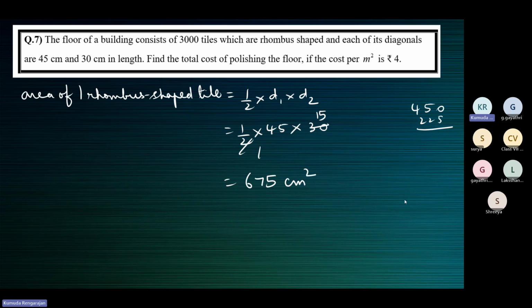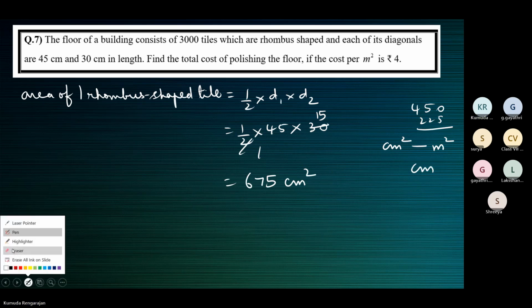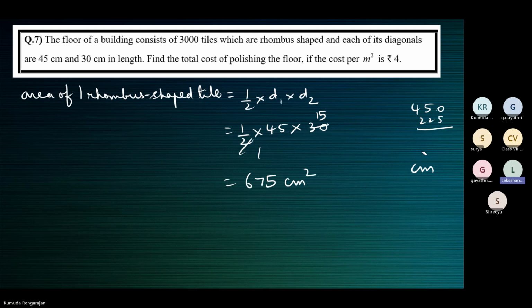So that's what we're going to learn now. How to convert centimeter square to meter square. How to convert a value which is in centimeter square to meter square. Now, how do you convert from centimeter to meter? We divide by 100. Centimeter to meter, we divide by 100.